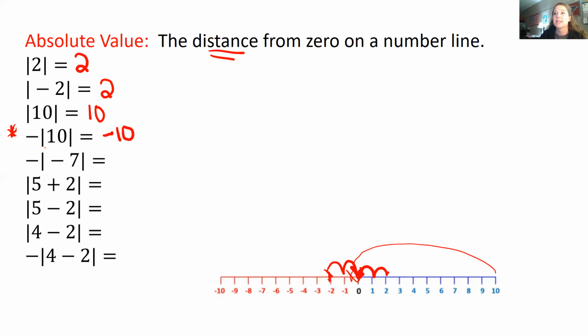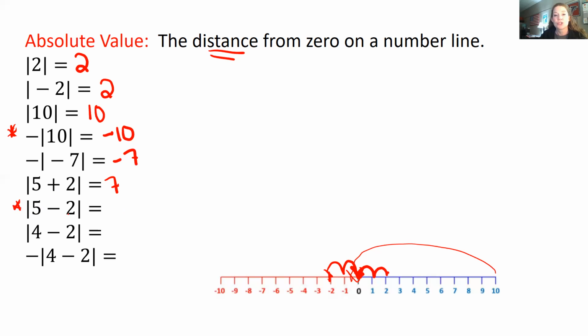So the opposite of +7 is -7. All right, the next one, 5 plus 2 is 7. We do what's inside those lines first, and then we find the absolute value of 7. How many spaces from 0 is 7? The answer is +7.